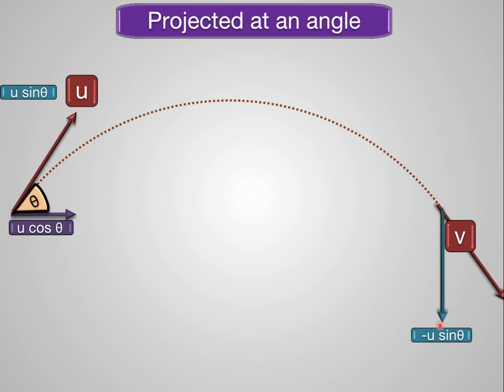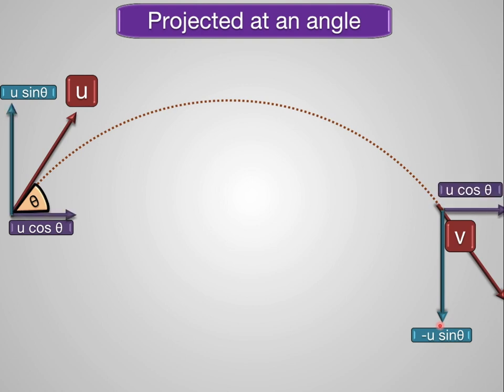Now let's see what happens to the horizontal component u cos theta. As we have seen in the previous cases also, nothing will happen to the horizontal component of velocity because there's no force acting in the horizontal direction, there's no acceleration happening in the horizontal direction. So at any point, any moment you take, it will be exactly the same as u cos theta. Even at the time when it hits the ground, still it will be u cos theta.